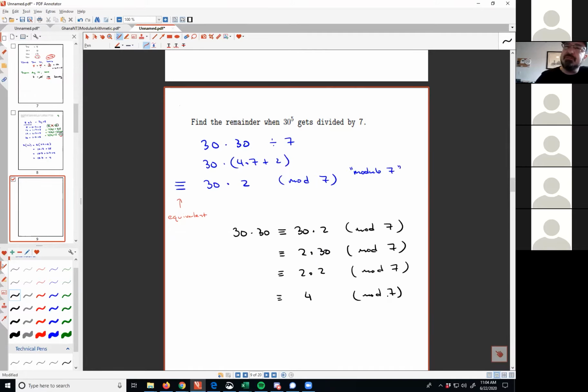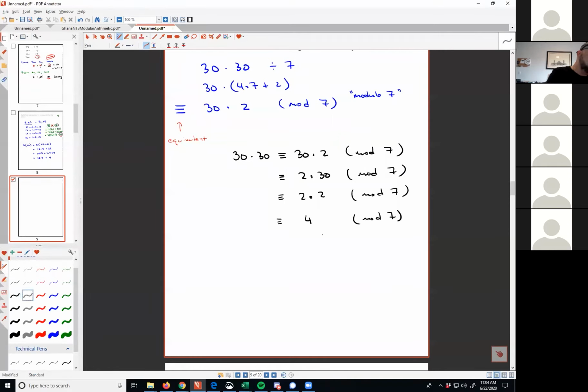But let's compute. Let's just be sure. Let's check. 30 times 30 is 900. And what is 7 into 900? 128, with a remainder of 4. And there it is. 4 is, in fact, the remainder. 900 can be rewritten as 128 times 7 plus 4.